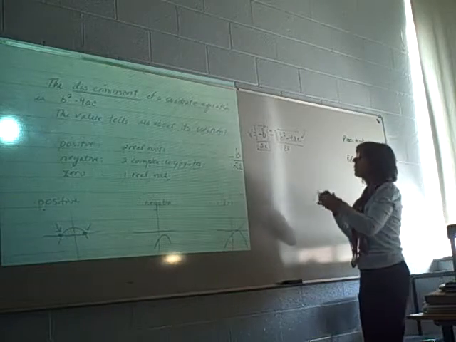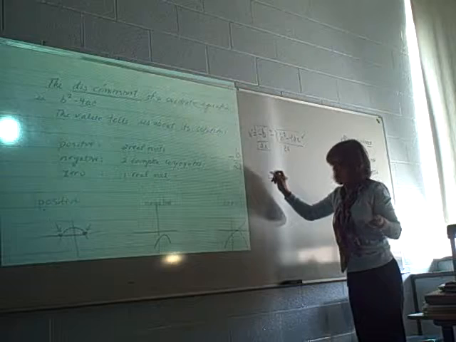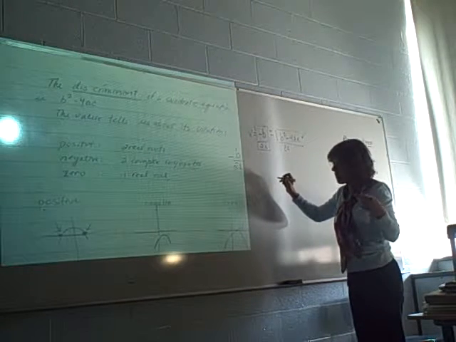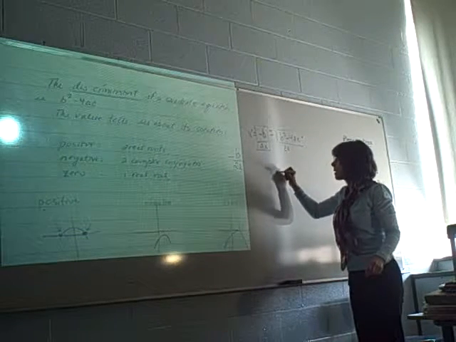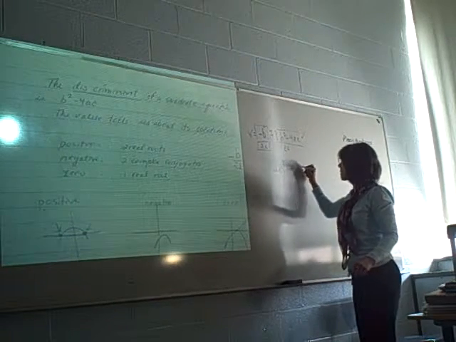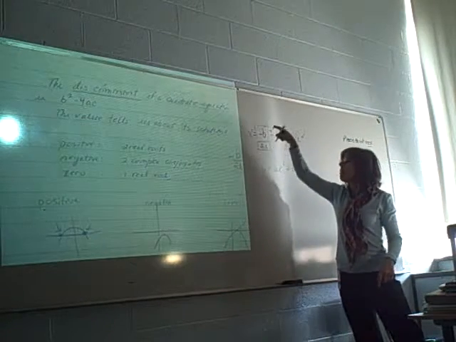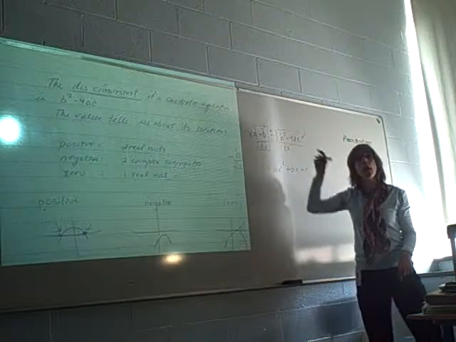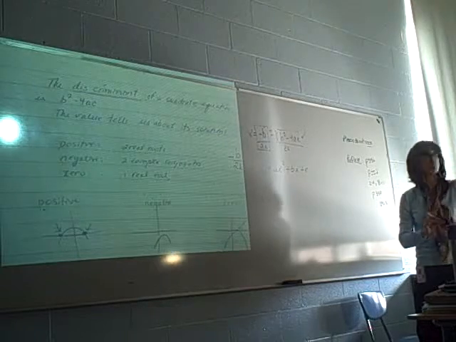Okay, and the quadratic equation is derived from what? The standard form of a quadratic equation, ax squared plus bx plus c. If I find my x value of the vertex, how can I find my y value? Plug it in. Just plug it in.